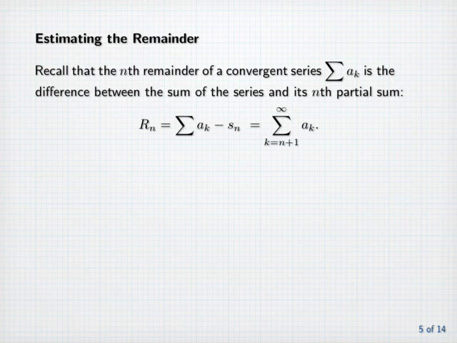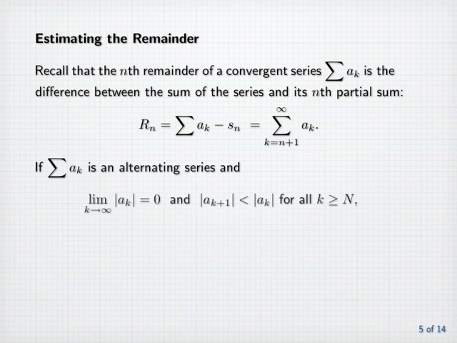We have the following estimate on the absolute value of the remainder for a convergent alternating series. If the sum of a_k is an alternating series and the limit as k goes to infinity of |a_k| is equal to 0, and |a_{k+1}| < |a_k| for all k ≥ capital N, then the absolute value of the remainder R_n is less than |a_{n+1}| for all n ≥ capital N.